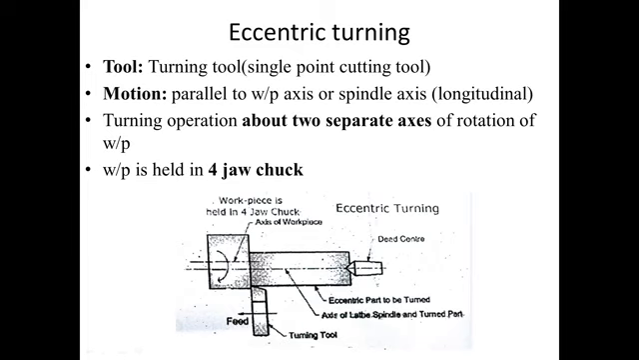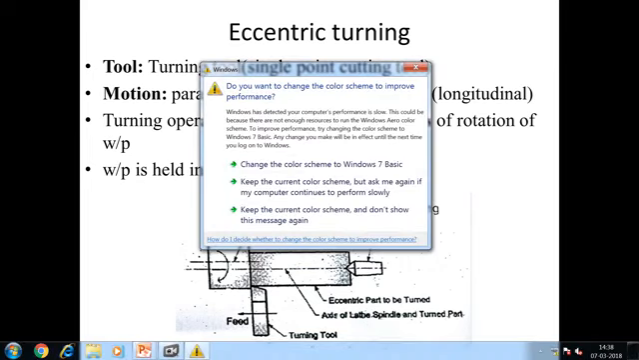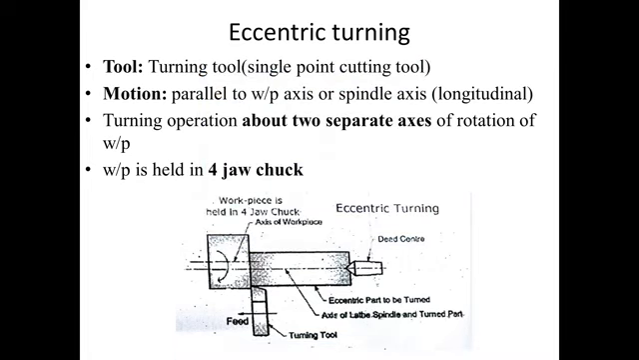Next, eccentric turning, again slight change with the basic functions of turning operation. Here again we use a single point cutting tool. Everything is same. The difference is the motion of cutting tool is again parallel longitudinal. In case of the eccentric turning operation, two separate axes or rotations of workpiece are used. So here you can observe the axis of workpiece and the axis of jaw or chuck, that is we can say the machine axis, it is different.